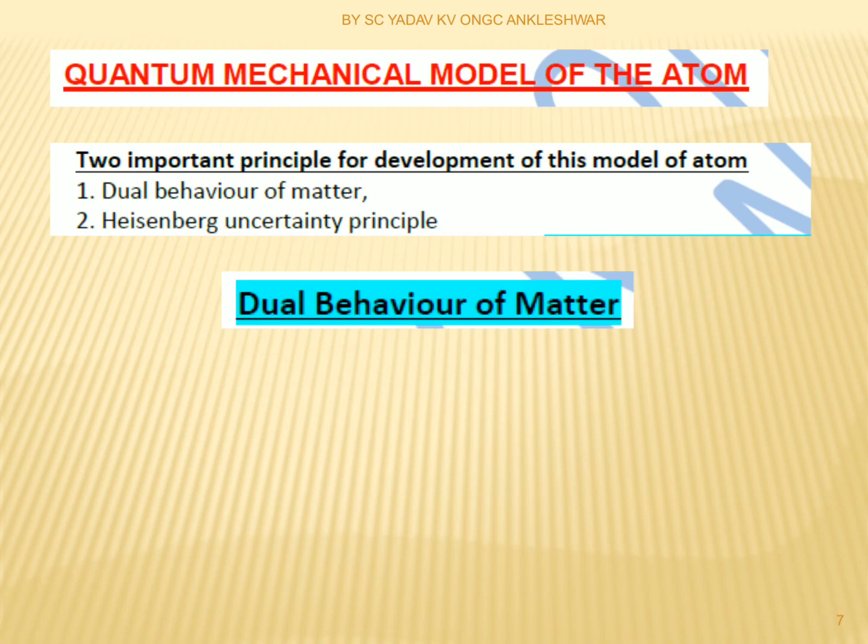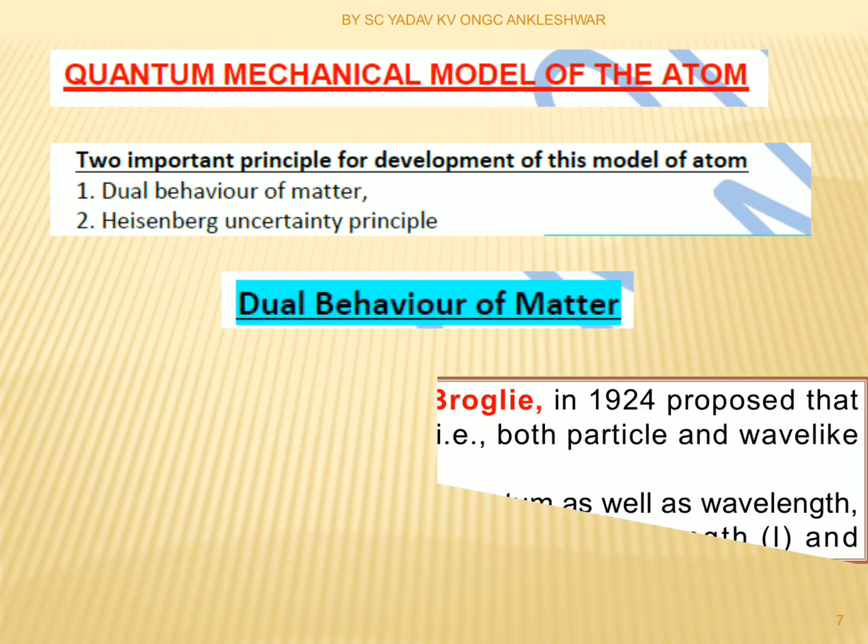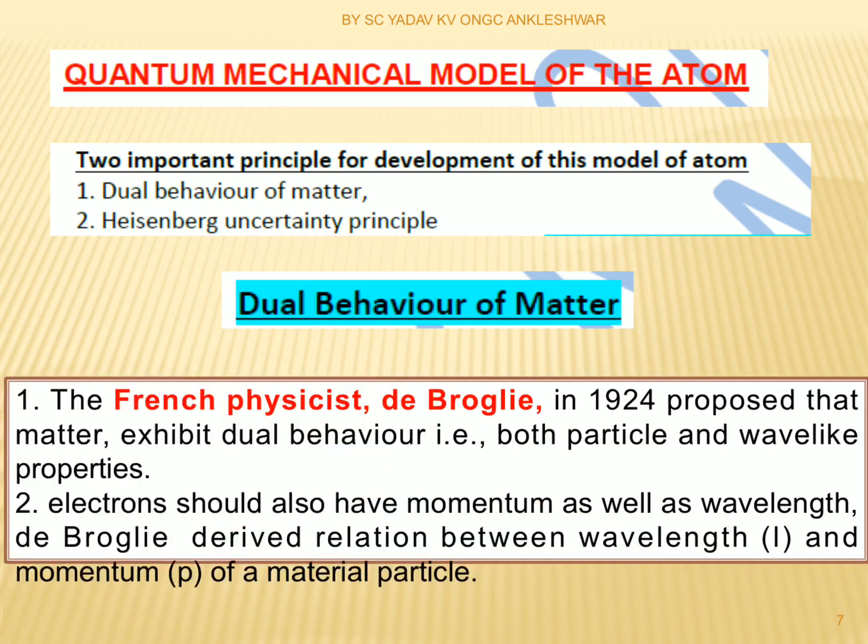First of all, dual behavior and Heisenberg uncertainty principle. So dual behavior of matter, my dear students, was proposed in the year 1924 by French physicist de Broglie. De Broglie gave this concept that matter exhibits dual behavior. Dual behavior means particle-like behavior as well as wave-like behavior. And then he said that an electron has momentum as well as wavelength.